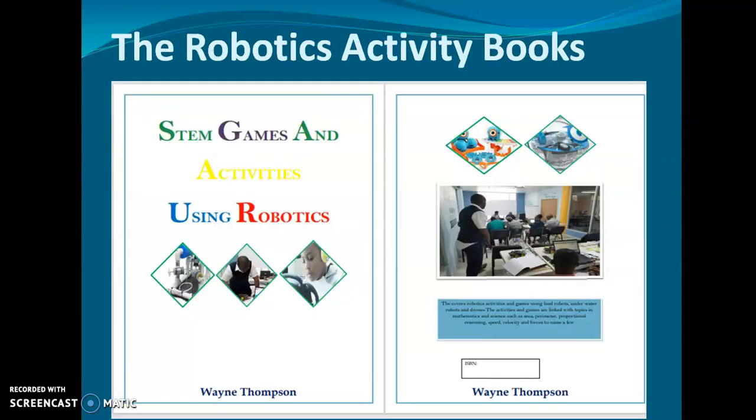So this is another book, STEM Games and Activities Using Robotics. In this one, you will find robotics-related activities, and there are activities on Tinkercad, and activities from a Scratch-based perspective as well. So this one is for the younger kids, and this is another book that we will be talking about, and we will use this extensively on KRWSTEMTV.